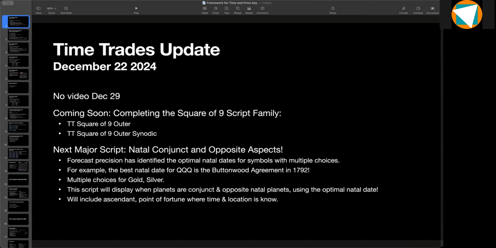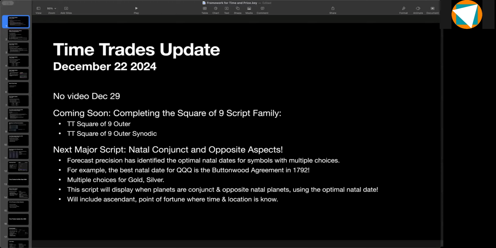One of the things I'm going to be working on over the next couple of weeks is completing the Square of Nine script family. We released the Square of Nine Inner Planet script, but there are still two more that I'll be releasing soon, probably in the next couple of days. That includes the Square of Nine Outer for outer planets and Square of Nine Outer Synodic for synodic pairs of outer planets. That will complete the Square of Nine set of scripts, so look for those to be delivered in the next couple of days.